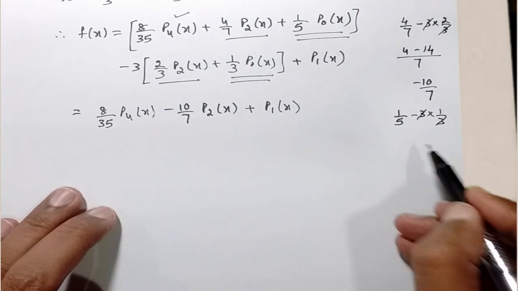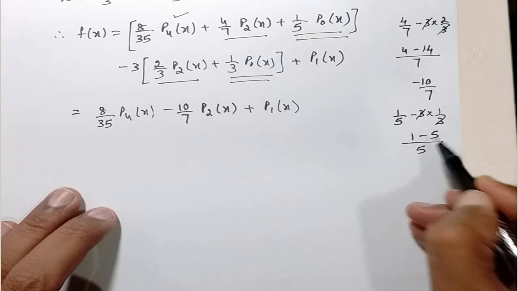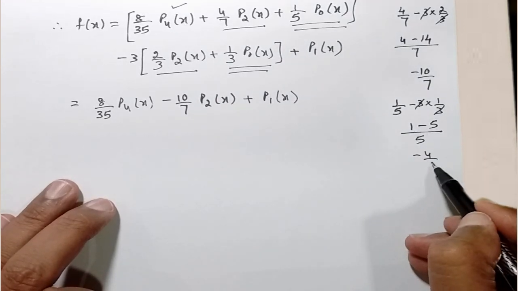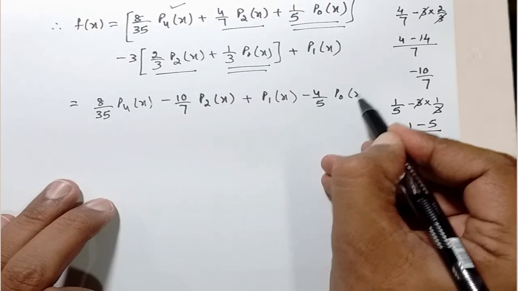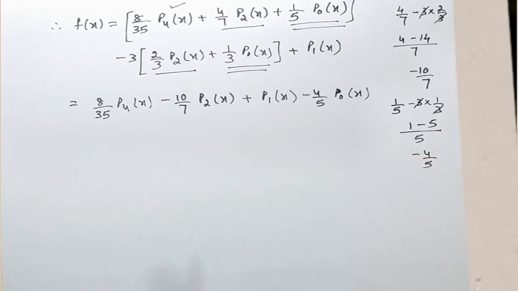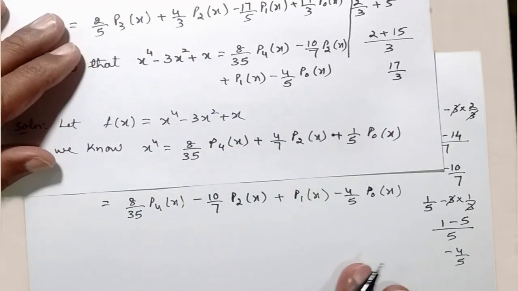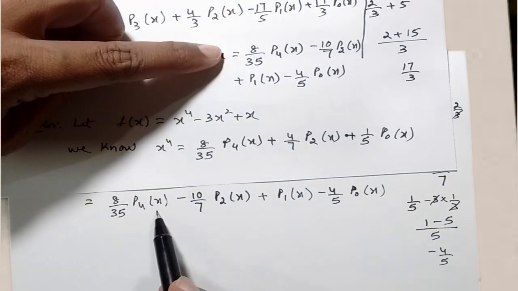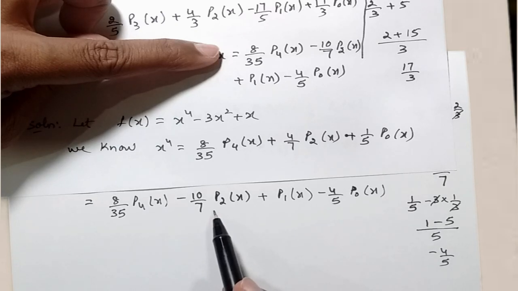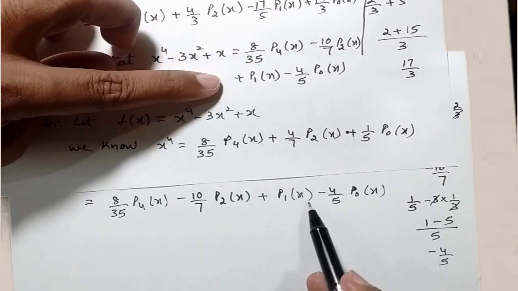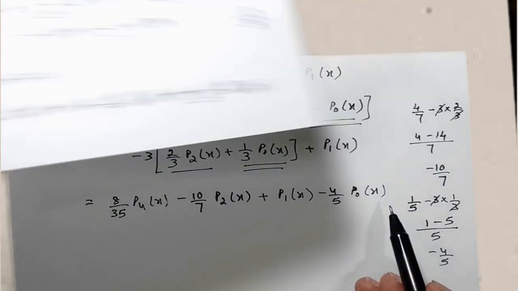However, this 3 and 3 will get cancelled. 5 is the LCM. You will get 1 minus 5 times 1 will be 5. So 1 minus 5 will be minus 4. So we'll be getting minus 4 by 5 times P0 of x. Is that the result? You can just check it. We wanted to prove that its value is 8 by 35 P4 of x minus 10 by 7 P2 of x plus P1 of x minus 4 by 5 P0 of x. That's the required solution.